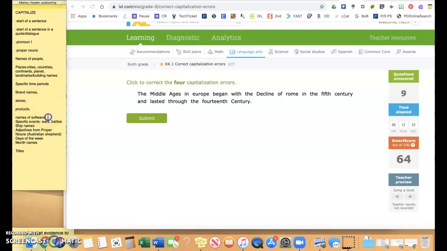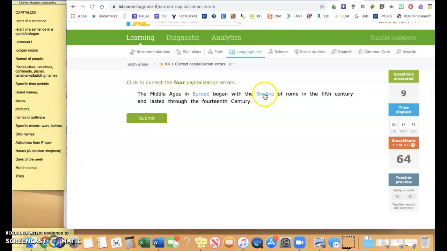So middle age is a specific time period. Renaissance is a specific time period. There's a couple different ones. Let's see. Europe is a continent. We should capitalize that. Decline should not be capitalized. Hopefully you guys remember from world cultures, Rome is capitalized. We don't capitalize century or which century it is. I'm not sure why, we just don't.